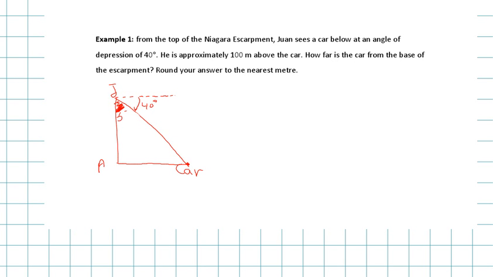Okay. So he is 100 meters above the car. So what side is that? J to A? Right? Because if the car is driving, the car is going to be driving this way, right? So it doesn't matter if it's from here to here or from here to here, it's 100 meters, right? So this is going to be the 100 meter. Okay? Because you're talking about vertical distance. He's above the car. What kind of angle is this?